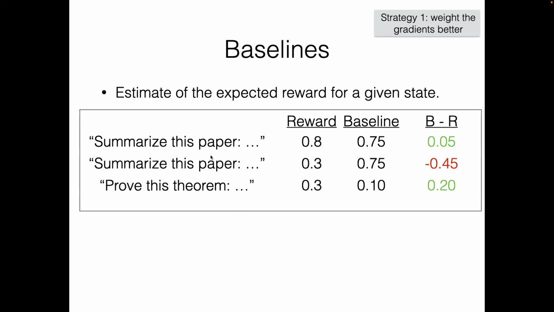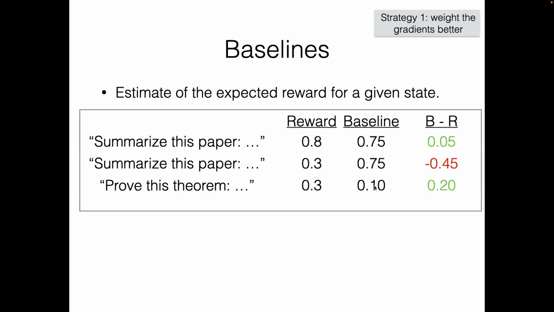So maybe the model is good at summarizing things or natural language tasks. So just a priori, we expect it to get a relatively high reward. And we can adjust our rewards with respect to the baseline. So for instance, let's say we got a 0.8 on this summary that was generated. Then relative to what was expected, it's slightly higher. But if we got a 0.3, then that's actually a pretty bad summary relative to what was expected.